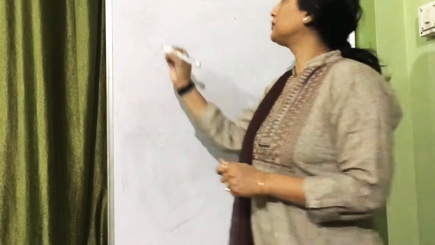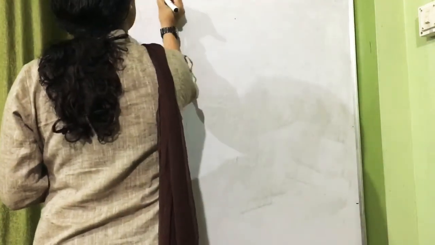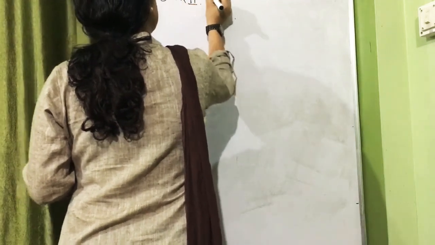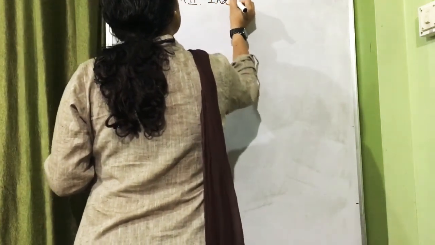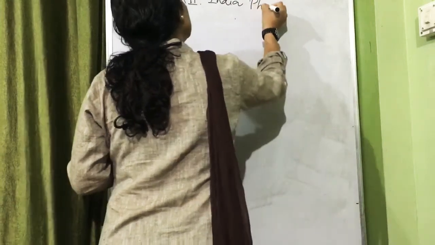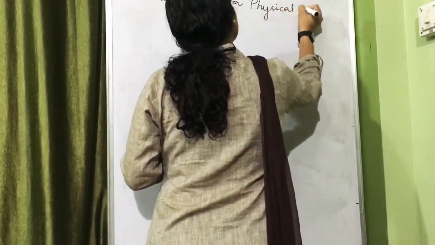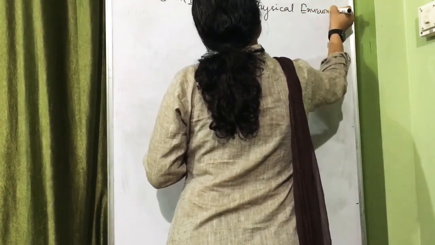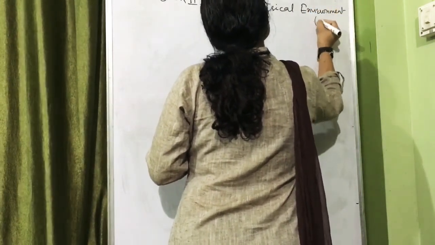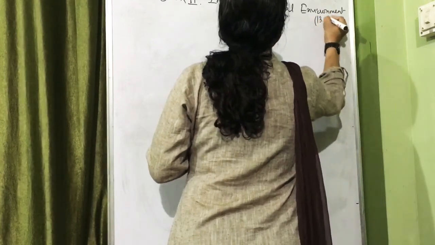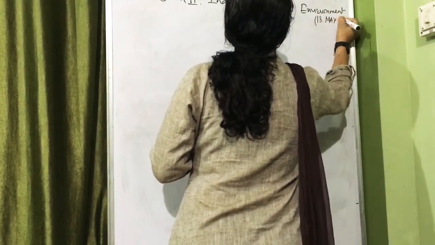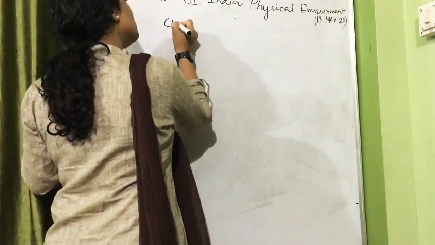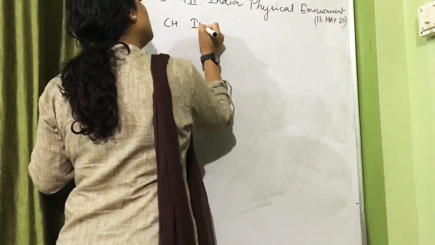We were doing Chapter 1 from Book 2, that is India, Physical Environment. Today is 13th, 20. We started with the chapter 1, that is India location.